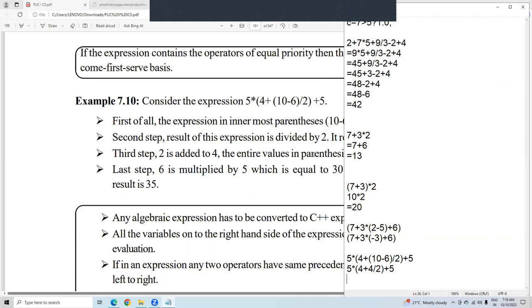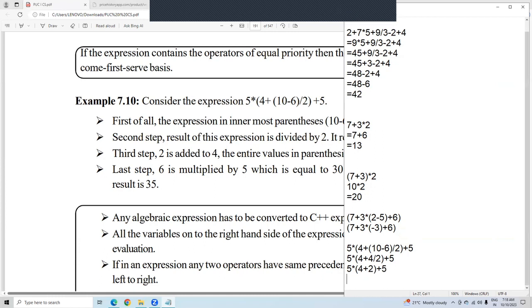After that, the second step: the result of this expression is divided by 2, right? Because inside this parenthesis only 4 plus 4 divided by 2 is there. Between plus and the division operator, division has the highest priority. So 5 into 4 plus 4 divided by 2, which means 2, then plus 5.